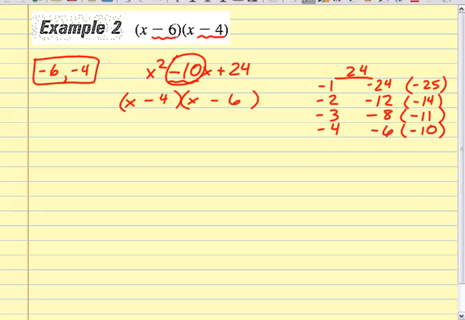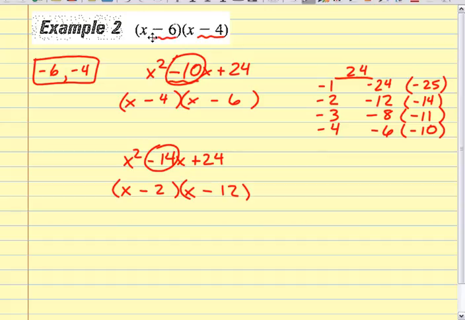Let me ask you this. What if I had x squared minus 14x plus 24? If I want to factor this, what goes in the front? X goes in the front. What are the two numbers I need to use? -2 and -12, because when I add them, I get -14.